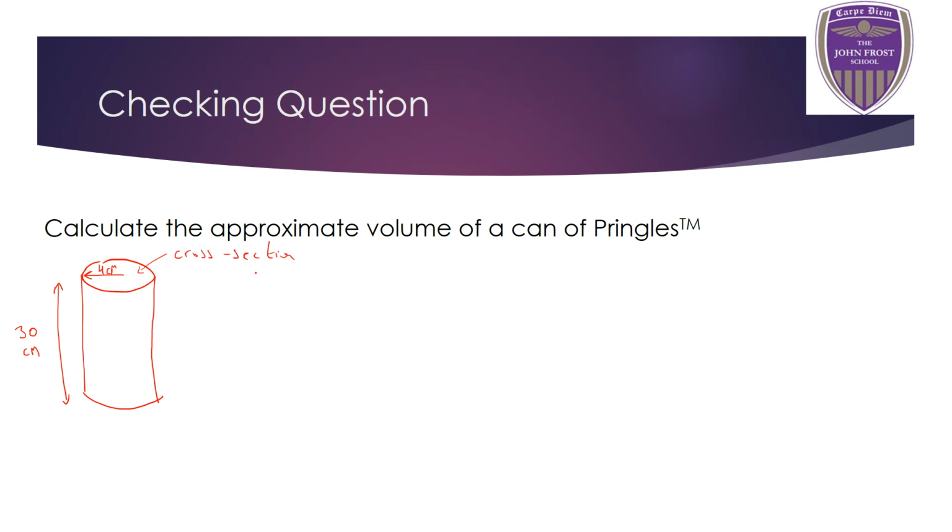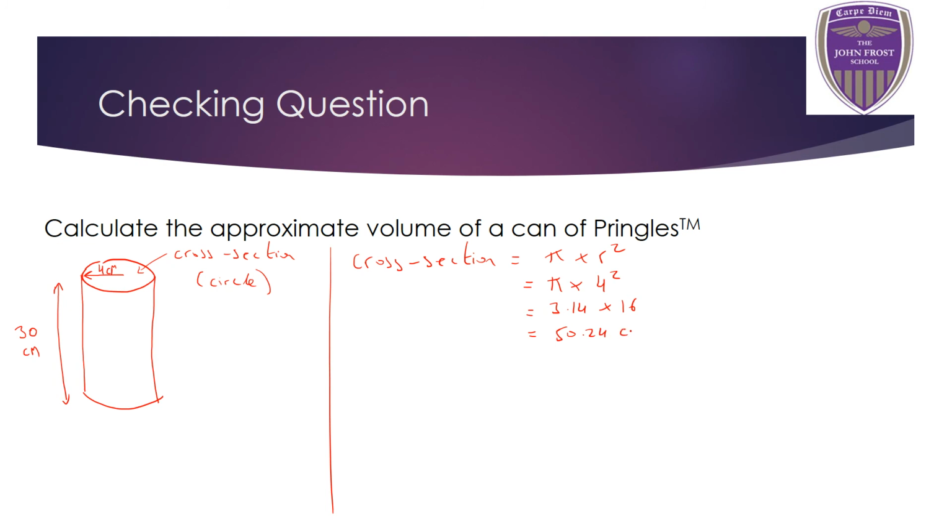Okay, so and remember, here's the cross section, which is a circle. So cross section is pi times radius squared. So pi times 4 squared, 3.14, and 4 squared is 4 times 4, which is 16. So 3.14 times 16 gives me 50.24 cm squared in this case.